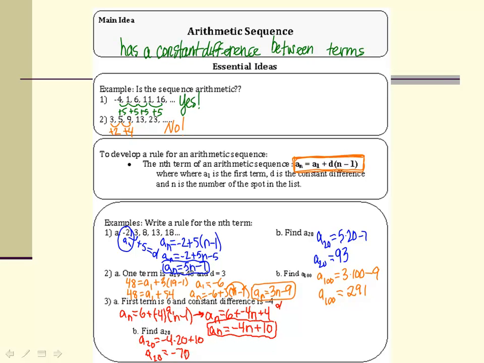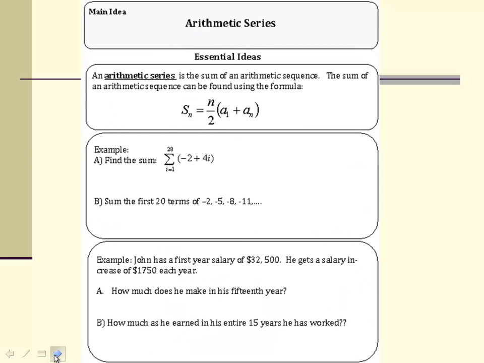So there's our arithmetic sequence column. That's how we write a sequence, how we know if something is an arithmetic sequence, and how we use our formula. Let's look at the other column. So now we're doing arithmetic series, and as you already know, we just looked at on the other side of this frame, a series is when you add all the terms together. So an arithmetic series is the sum of an arithmetic sequence. The sum of an arithmetic sequence can be found using this formula right here. So we're going to use this formula. It's one you need to know and know how to apply.